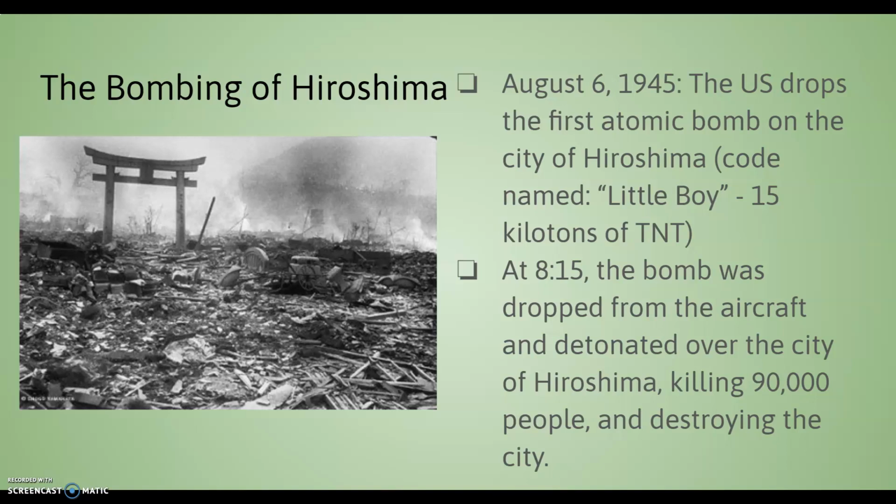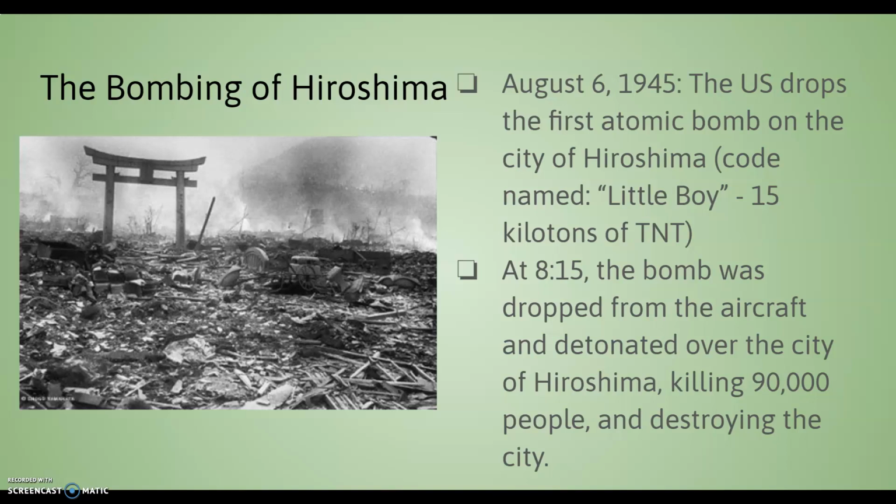Okay, and the bomb was dropped at 8:15 from an aircraft, and the bomb was detonated over the city. And the idea is they detonate these nuclear weapons over cities because they're more destructive. Okay, if it went off when it hit the ground, the ground would absorb most of that energy. Okay, and so this bomb detonates at 8:15 in the morning, kills 90,000 people instantly, and destroys the city.